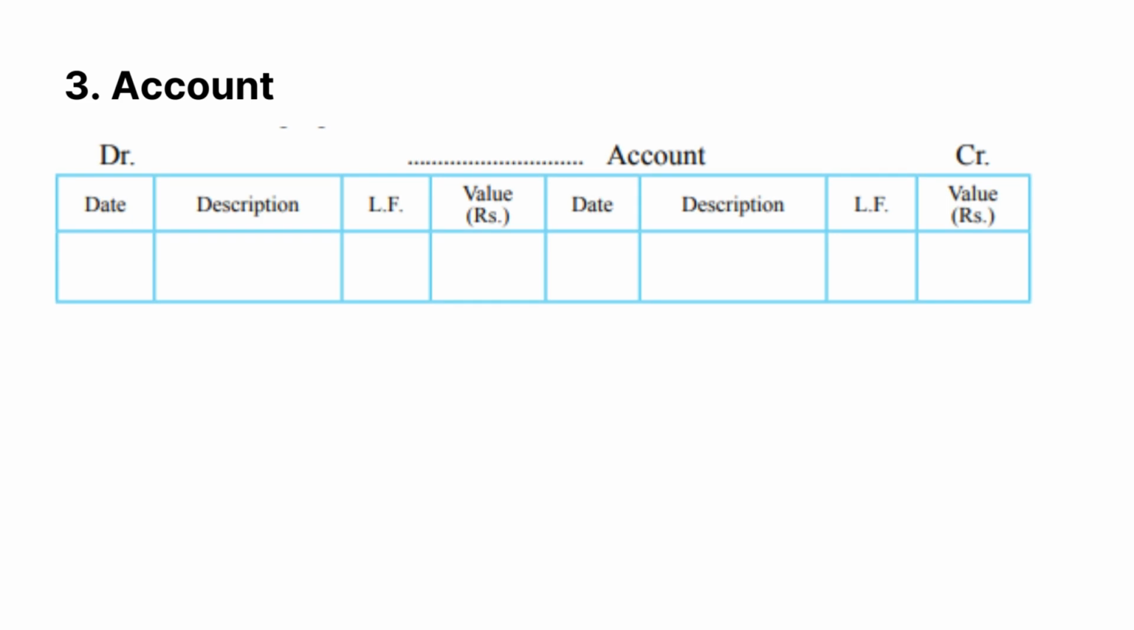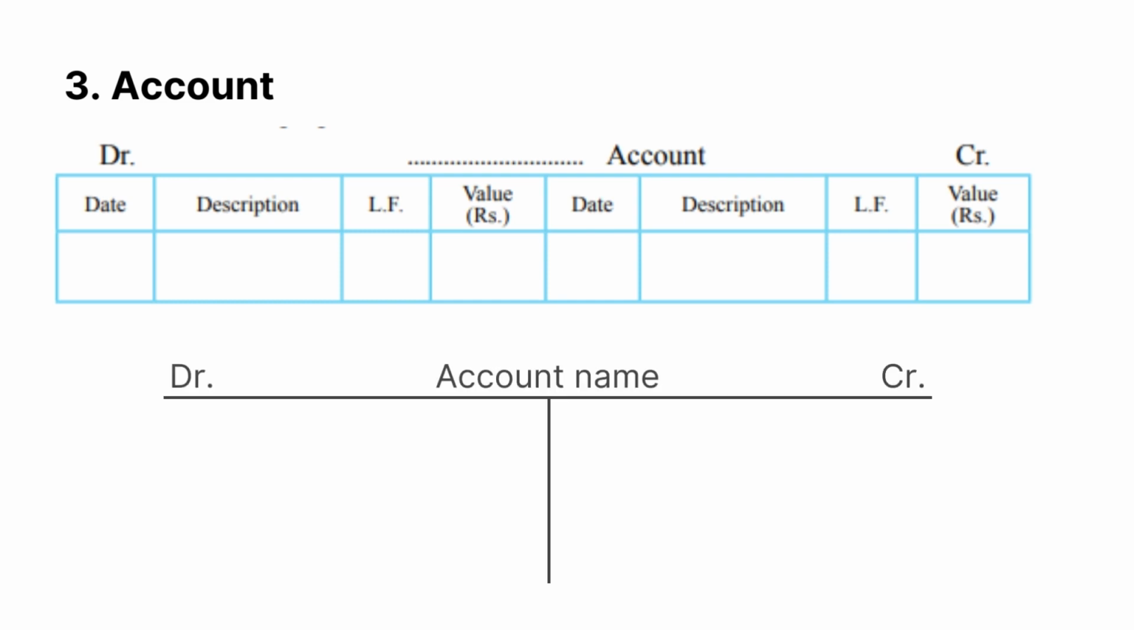So you can see this has two sides, debit side and credit side. So you have to mention the name of the account, then write debit in the left-hand side and credit in the right-hand side. The date of the transaction, the description, and the amount. But in this LF column you need not mention anything, you can just draw and leave it blank. But for our ease of use we can draw it like this. This is known as T account, because you can see it's like T-shape.